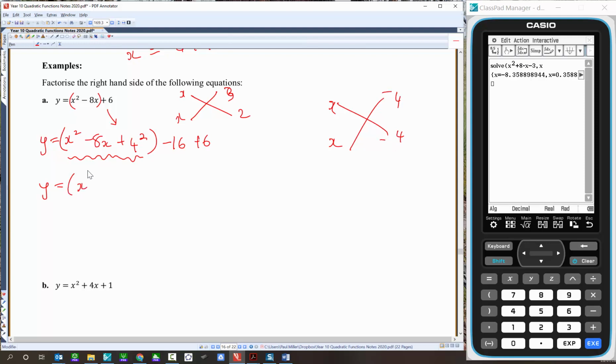It's going to be x, that sign there, which is take, and this base here, which is 4. So (x − 4)². All right, and now we're going to evaluate that, which is negative 16 plus 6 is negative 8. Now we're going to factorize it, so I'm going to write that as (√8)², which then using dots is (x − 4 − √8)(x − 4 + √8).